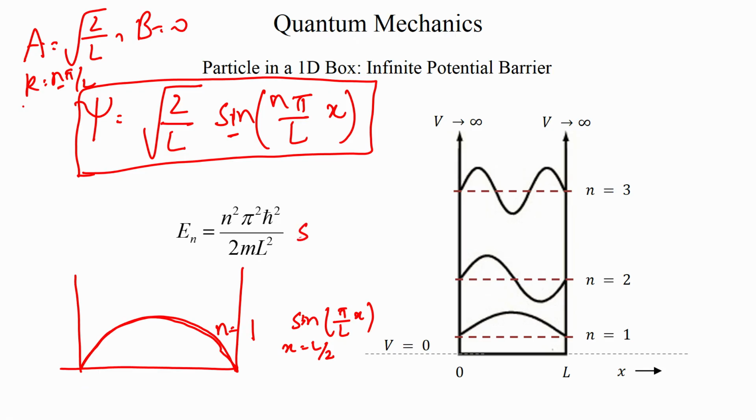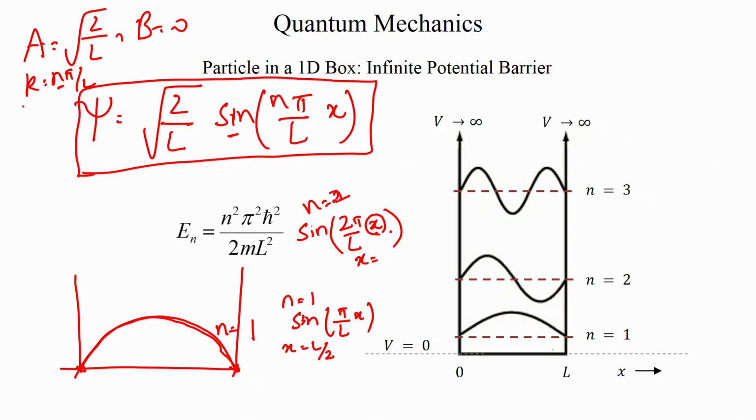At n equal to 2, I have sine of 2 pi by L into x. At x equal to 0 and x equal to L, the value is definitely 0, but it is also 0 at x equal to L by 2. So this was the n equal to 1 case.